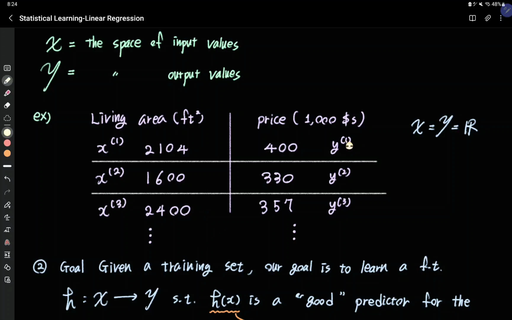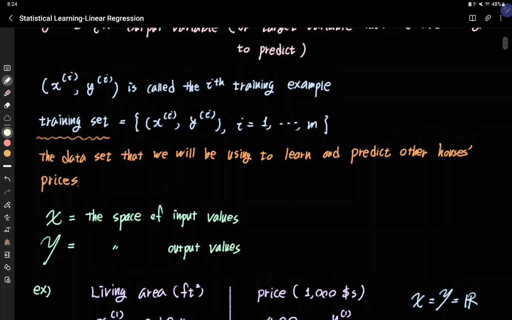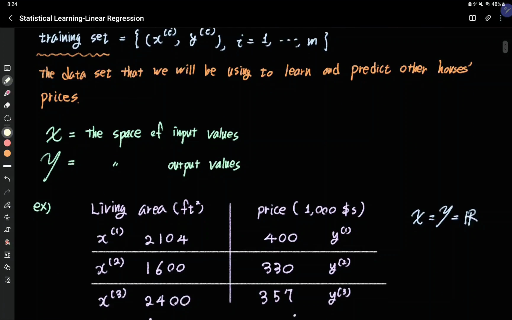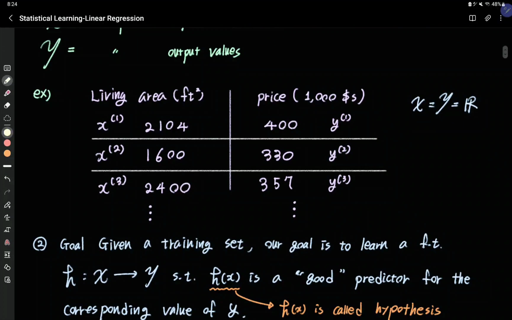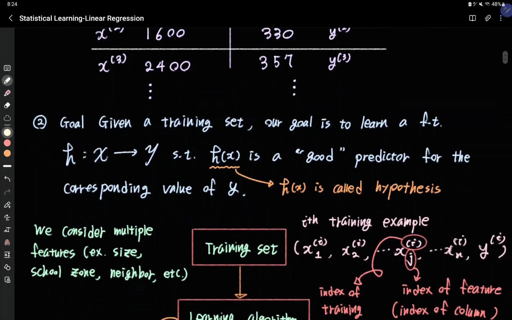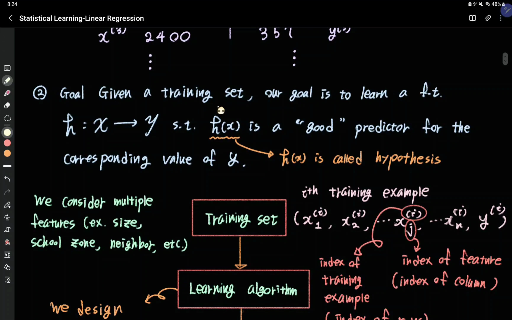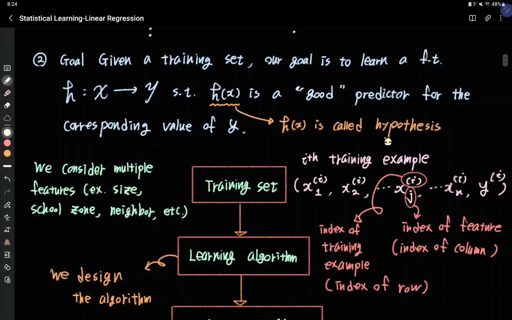You see that the superscript represents the index of the training example: 1, 2, 3, and so on up to m, because I told you m is the total number of training examples. So we have m training examples, and the superscript represents the index of the training example. Now the goal: given a training set, our goal is to learn a function h. H is a function mapping from x to y, such that h of x is a good predictor for the corresponding value of y. h of x is called the hypothesis.